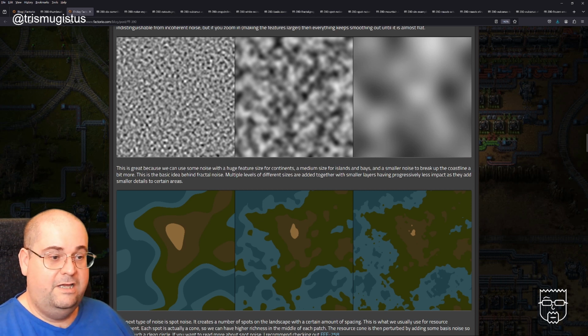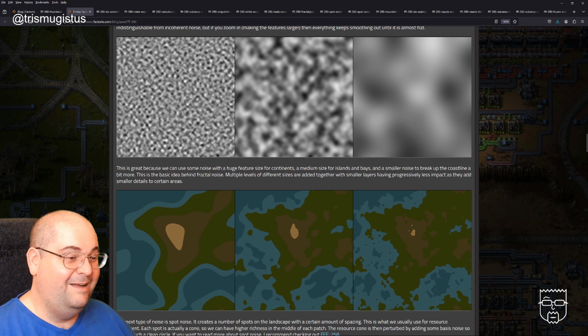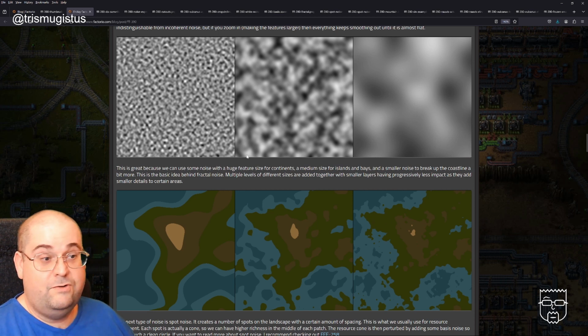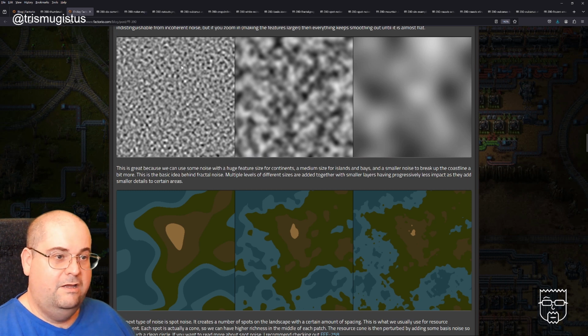This is the basic idea behind fractal noise. Multiple levels of... maybe I read that and that's why I said fractal. Anyway, multiple levels of different sizes are added together, with smaller layers having progressively less impact as they add smaller details to certain areas. In other words, the strength of them is changed. So the fact that this is solid blobs, you don't take it all off. You don't eat completely away at the terrain.